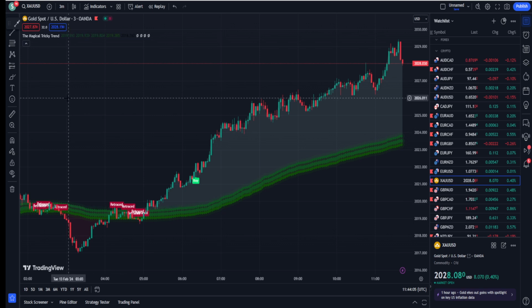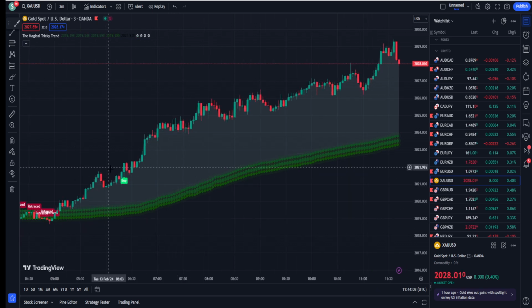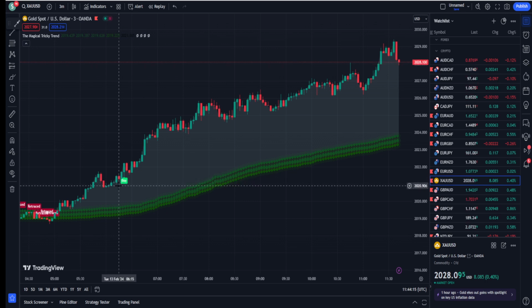Okay, first of all, let's review the signals of this indicator, and then I will tell you how you can make the maximum by using this indicator. This indicator is so special and you will love this.